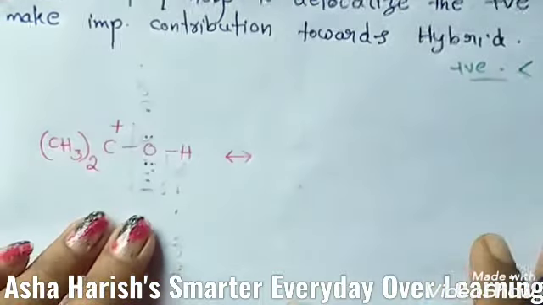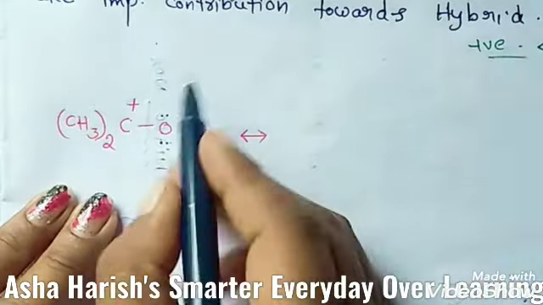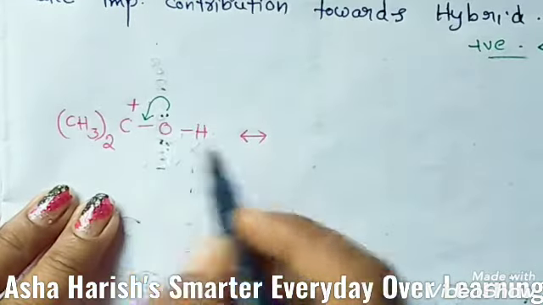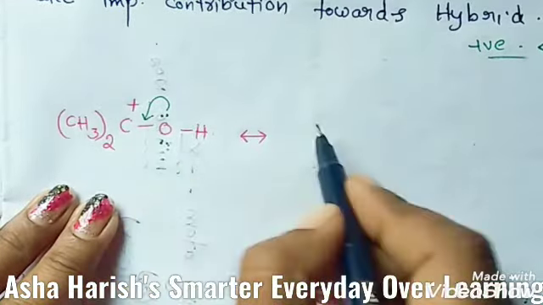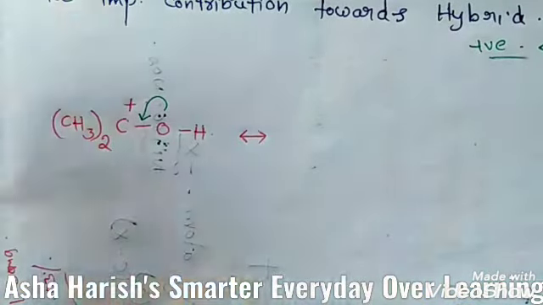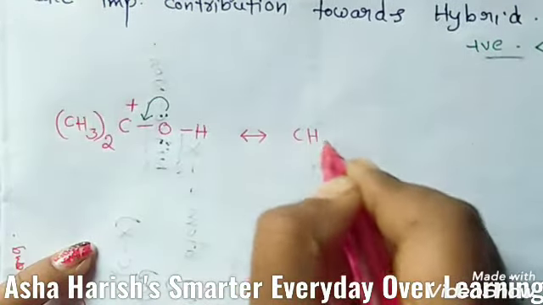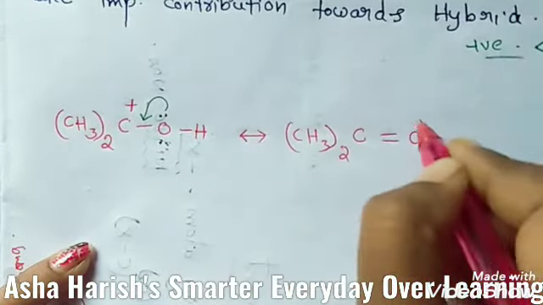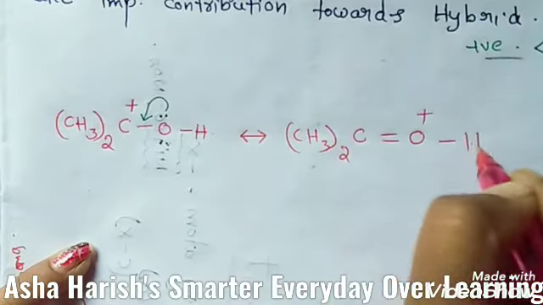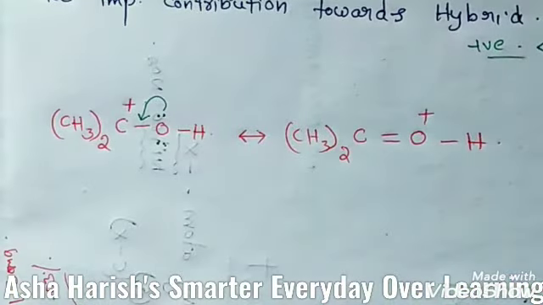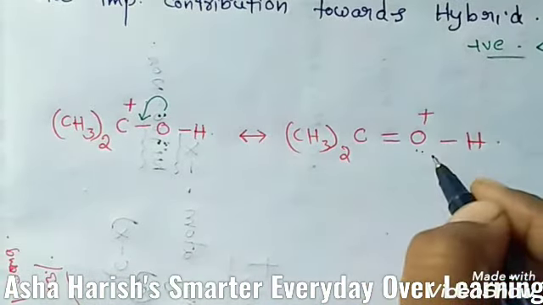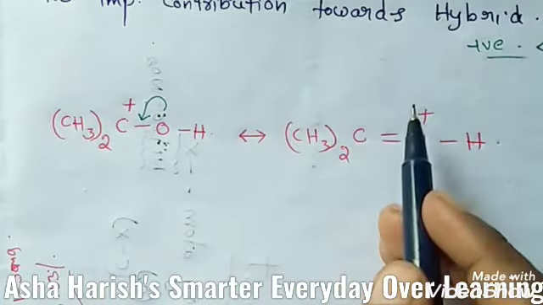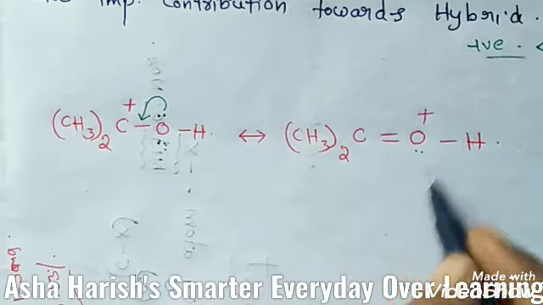For example, see this structure. Here these are the lone pairs of electrons, and from this the electrons shift towards this bond, and the formed compound should be CH3 twice C double bond O. Here is the positive charge, here hydrogen. And what about these lone pairs of electrons? Here only one pair. This is about rule number 6.